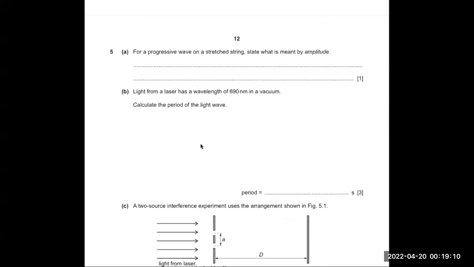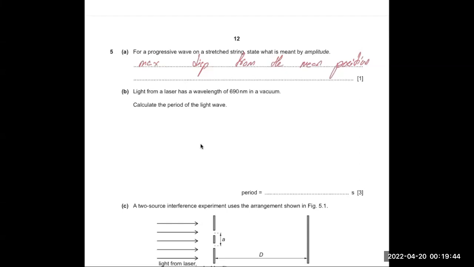Question 5 says, for a progressive wave on a stretched string, state what is meant by the amplitude. What is meant by the amplitude of a progressive wave? It is the maximum displacement from the mean position. Maximum displacement of a point or particle from the mean position is known as amplitude.